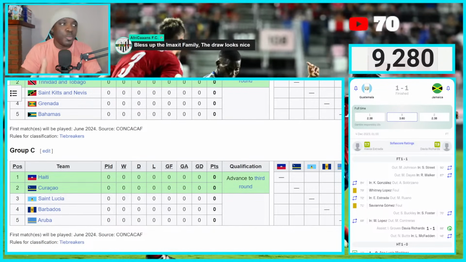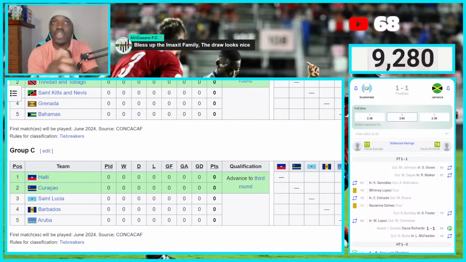So now we have Group C: Haiti, Curacao, Saint Lucia, Barbados, Aruba. For this one, Curacao looked strong at the end. I thought that they looked good straight through the tournament. The first game against Trinidad and Tobago, they created enough chances to win that one, and majority of their games, they were in the games based on their actual ability. Their shooting was not the best, so hopefully Dino Ray can get some players set and designed for Curacao.